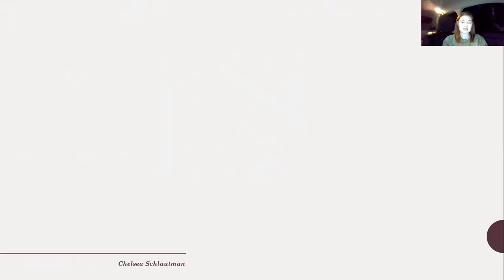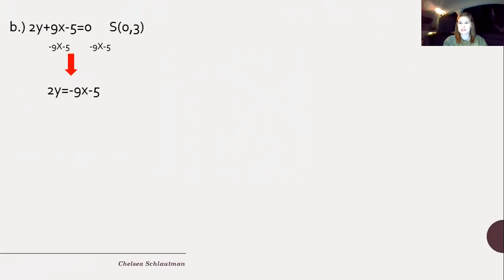And the next problem is going to be one just like we had just done, just a little bit different. It gives us a little bit more on the left side of our equation here. And what we need to do again is get y by itself. So what we're going to do is subtract 9x minus 5 from both sides. And that's going to give us 2y equals -9x minus 5.